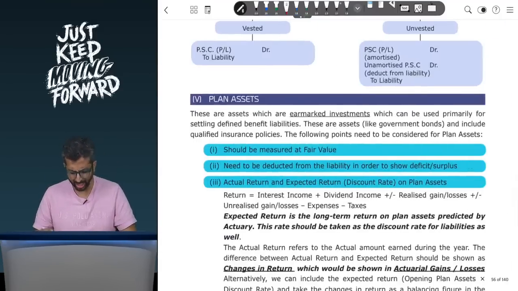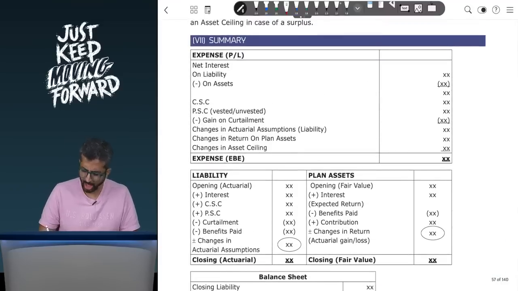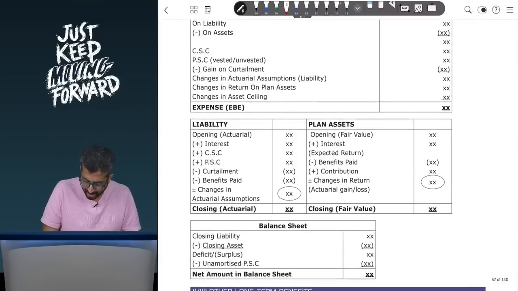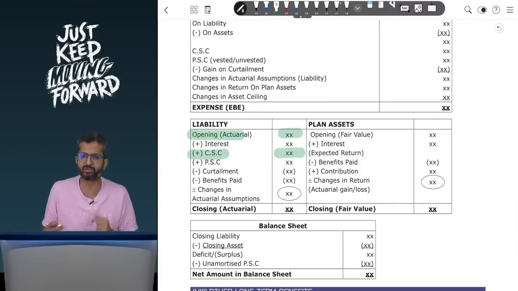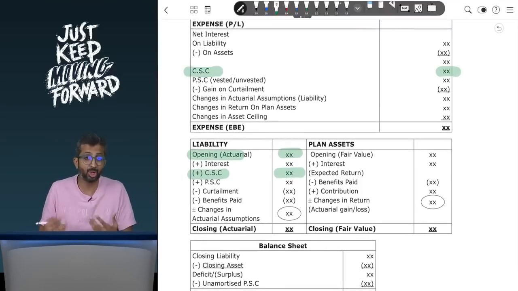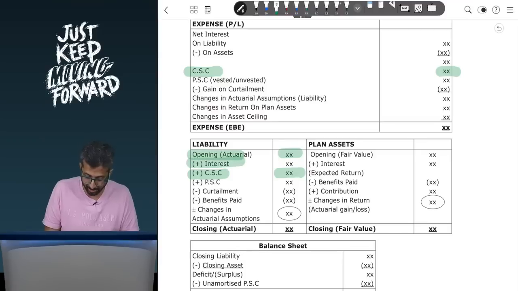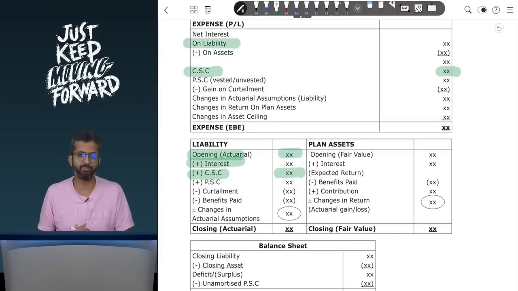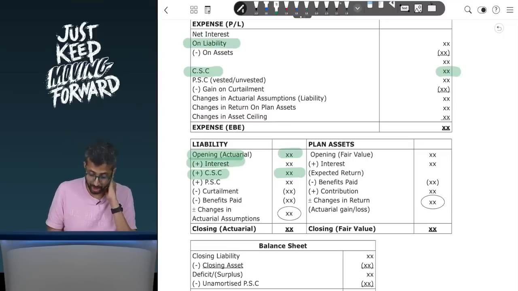How do you find the liability? There's a fairly big example, but there's an opening liability as per actuarial valuation. Why should the liability increase? Because the employee renders service in the current year, current service cost. Liability is credited. What will be debited? P&L will be debited. Second, because one more year has passed, passage of time, interest, P&L will be debited, liability will be credited. Third, maybe past service cost.